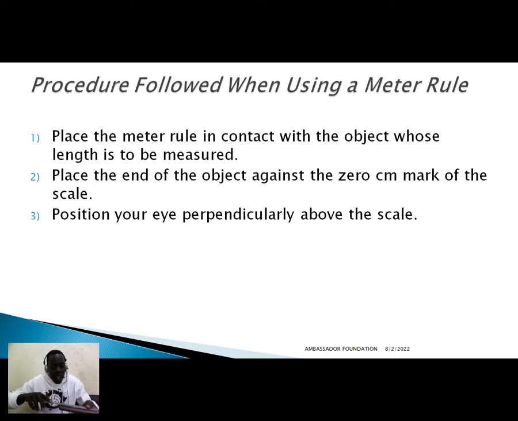Then that is the second step. Now, lastly, position your eye perpendicularly above the scale. This is the scale. I have to put my eyes above it, not in a slanting position. It is above it this way. Then I just say the length of my phone is 14.1 centimeters. So those are the procedures that you are supposed to follow.